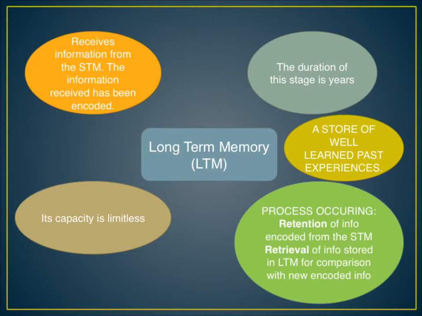There are certain things that you don't remember, maybe you haven't used them in a long time, and that's to do with retention and retrieval, which is the process that is occurring in the long-term memory. So retention of information that's encoded from the STM, so we're retaining, we're remembering information that we're receiving. We're then also retrieving information that's been stored in the long-term memory so that we can compare it with our new information that's been encoded, and we can use that comparison to help us make a new decision.